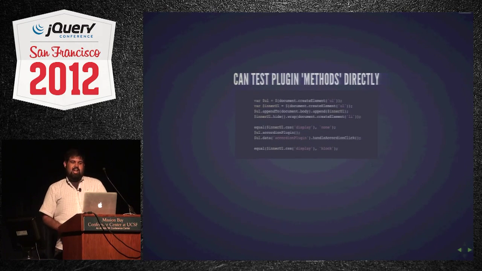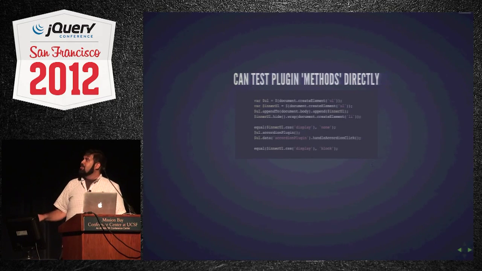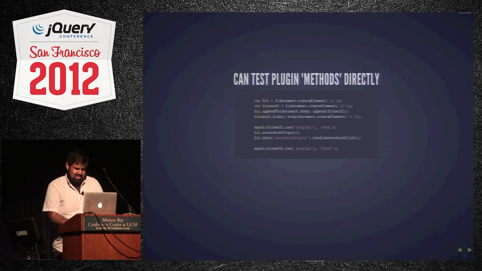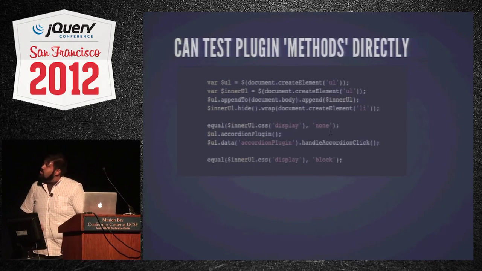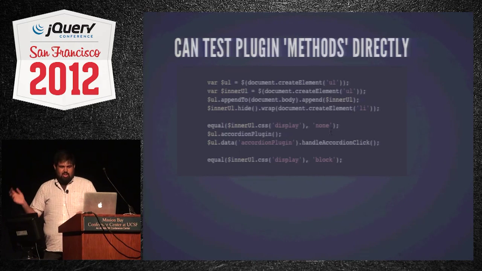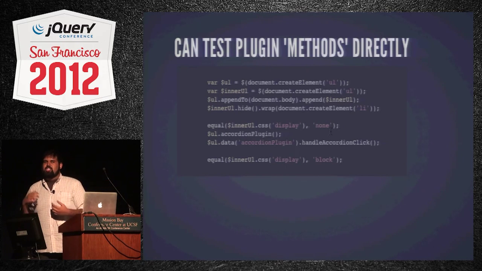Here, I'm using create elements rather than the jQuery DOM builder, just because this syntax highlighter breaks a little bit with HTML. So what I'm doing here is creating a UL and the correct elements, putting them together correctly. And then I'm actually calling the function handle accordion click directly, and making sure that the CSS display is block. I'm making sure that it's been shown.